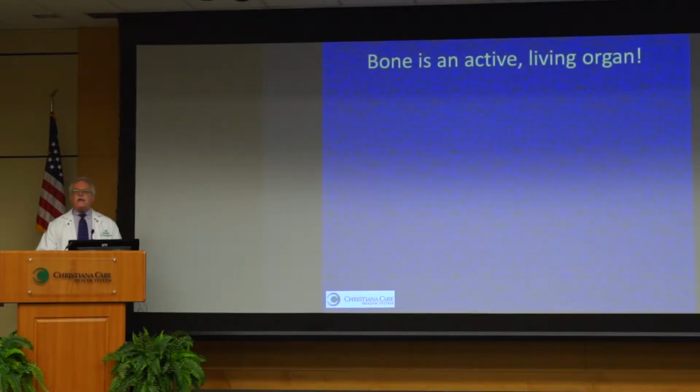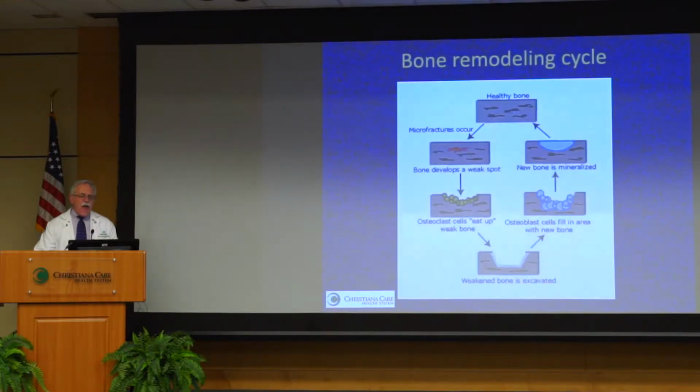One important thing to know is that bone is not just a piece of wood or a piece of steel that holds your body up. Bone is an active living organ, and it's constantly doing things. What happens in the bone is that there is a so-called remodeling cycle where you start with healthy bone, and then little fractures can occur. The bone can develop a weak spot. Then you have cells that come in and chew up that part. The weakened bone gets cut away. And then there are osteoblast cells that serve to remineralize the bone and repair it.